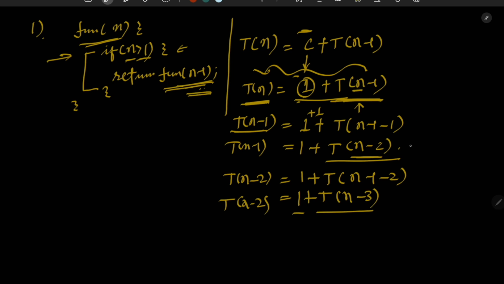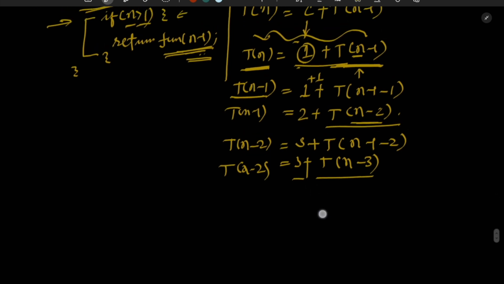So this thing basically becomes, let me erase this and write it more clearly. This becomes 2 plus T(n minus 2), and of course this will become 3 because we are adding 1 to it. This is 3 plus T(n minus 3). So we keep on doing this act of back substitution.